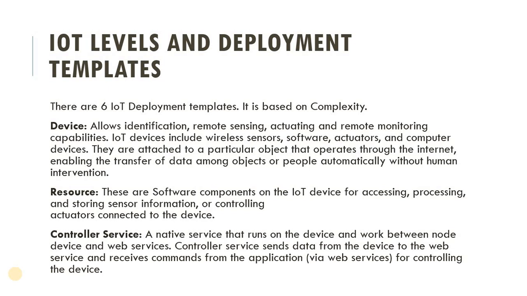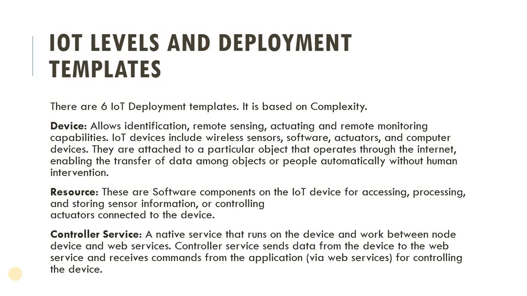The device may be wireless sensors or software or actuators or computer devices. So they are attached to a particular object that operates through the internet, enabling the transfer of data among the objects or the people automatically without human intervention. So all the devices are connected together. They will communicate with each other without human intervention. So this is the first template, which is the device.